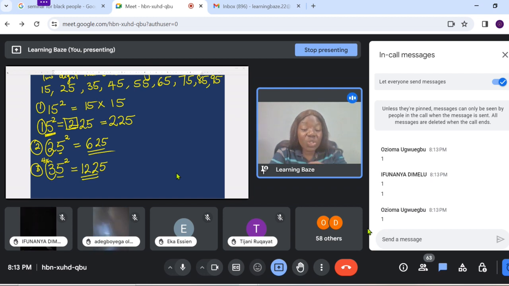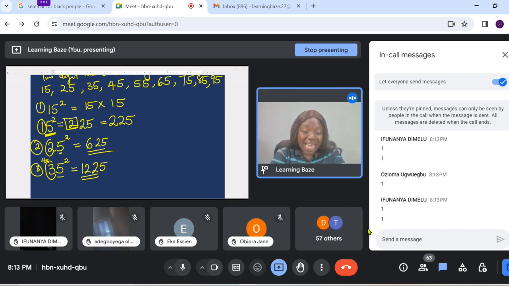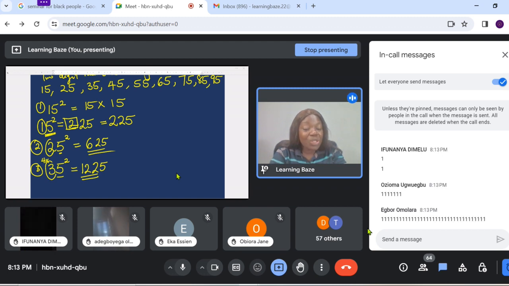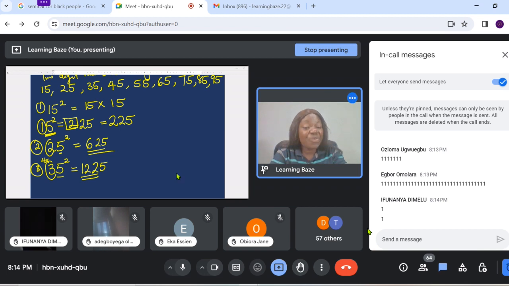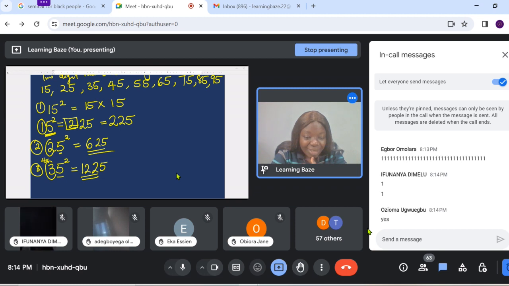Now you're going to find the square of this number. Stop typing. I want to see the fastest finger now. What is the square of 75? I hope you're ready. I'm going to write your name on my screen if you get the answers right first.